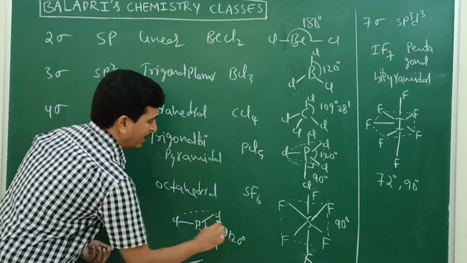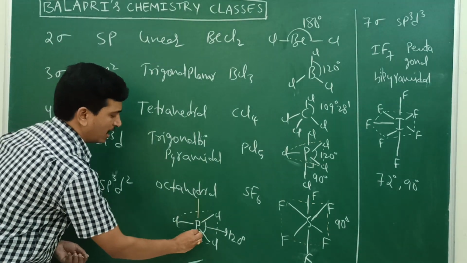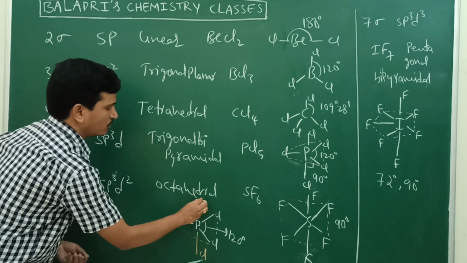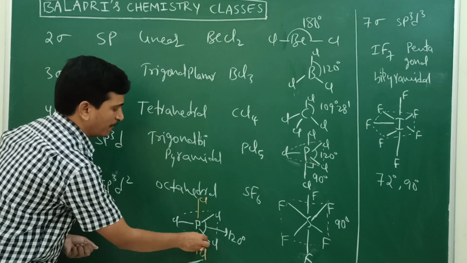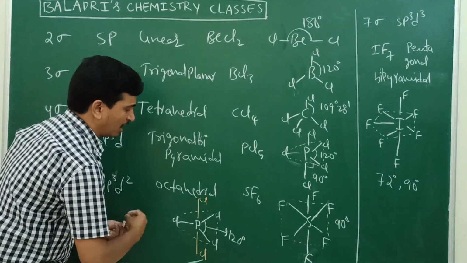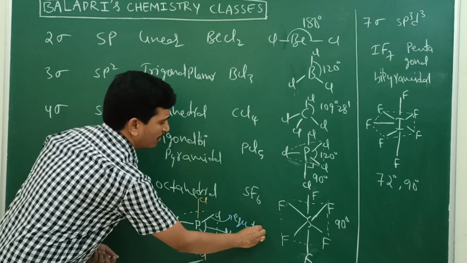And one chlorine is there above the plane, and another chlorine is there below the plane. Here let me write chlorine. Here also our chlorine is there. The bonds which are present in the same plane are called equatorial bonds. What are the bonds called? Equatorial bonds.